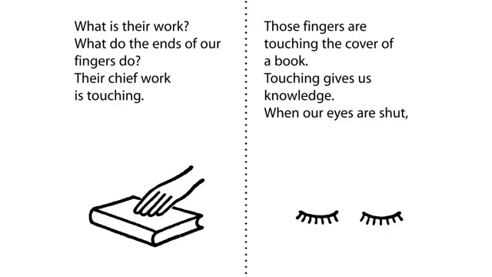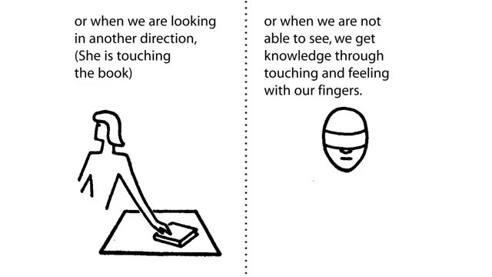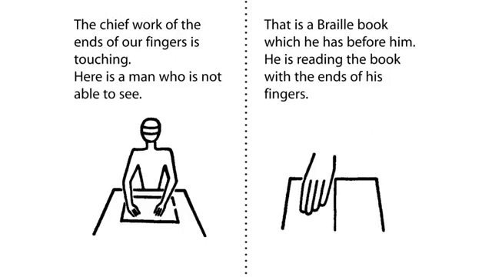What is their work? What do the ends of our fingers do? Their chief work is touching. Those fingers are touching the cover of a book. Touching gives us knowledge. When our eyes are shut, or when we are looking in another direction, or when we are not able to see, we get knowledge through touching and feeling with our fingers. The chief work of the ends of our fingers is touching.